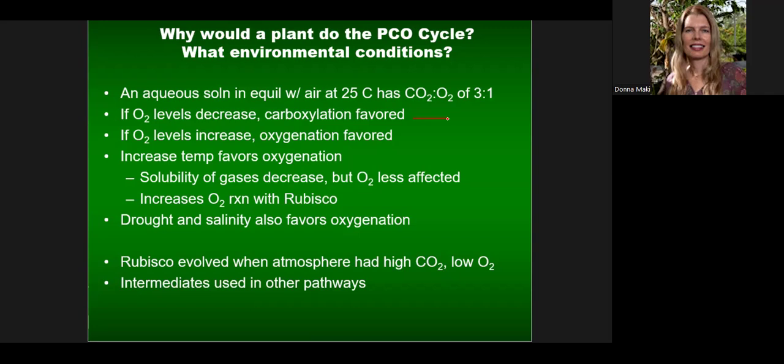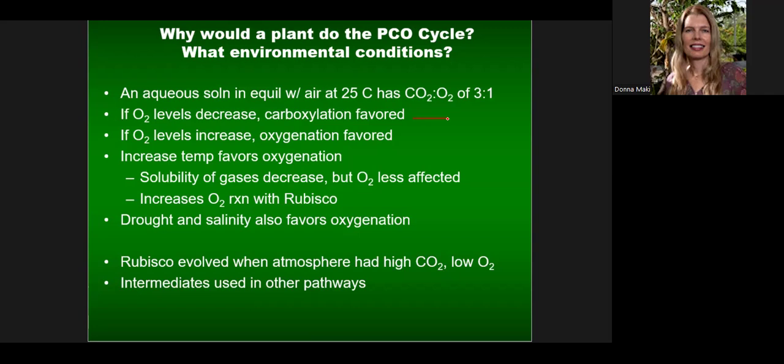So drought, and now they know that salinity in the soil also can cause too much oxygen coming into Rubisco's active site and kicking in the PCO cycle. These first sets of bullets are talking about the chemistry and physics of gases and water, and that increased temp can be a problem. So that's why we say temperature is a problem, higher temps around the plant as well as drought.